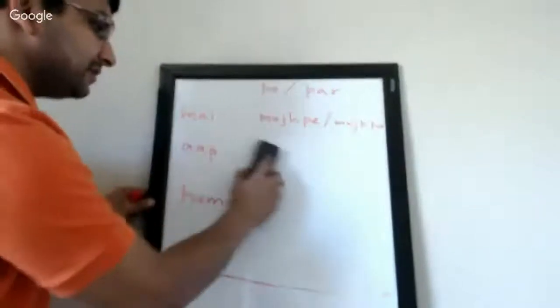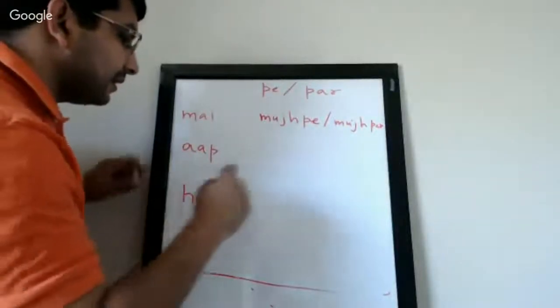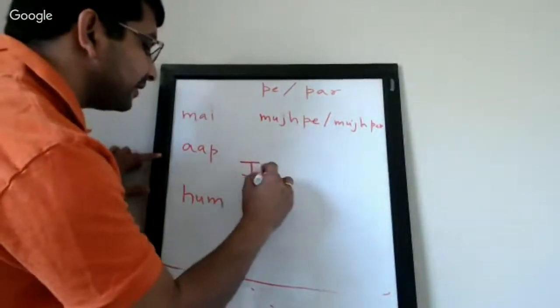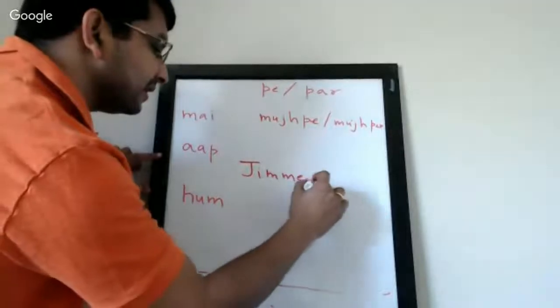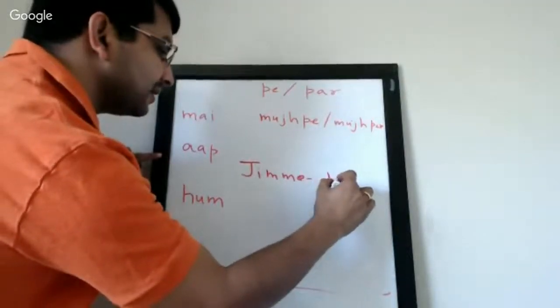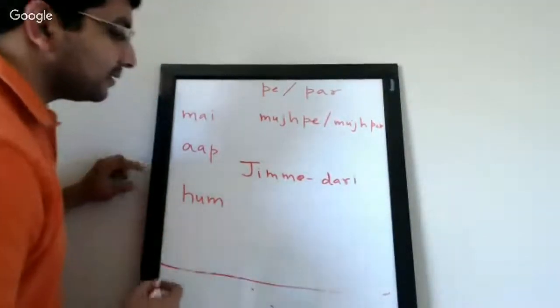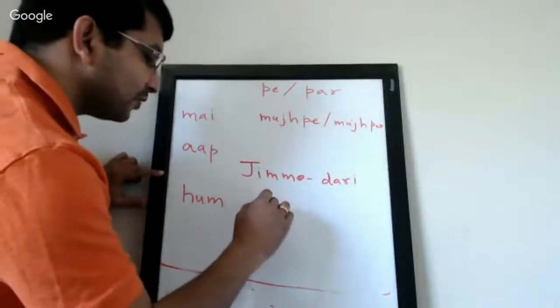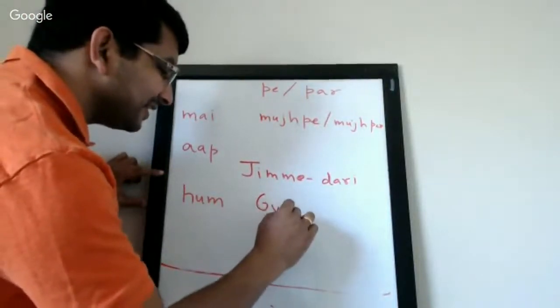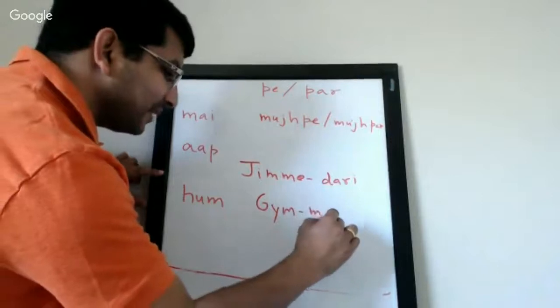Responsibility in Hindi is zimmedari, right? If you are just interested in knowing, zimmedari, or to pronounce it better, you can say Jimmedari.